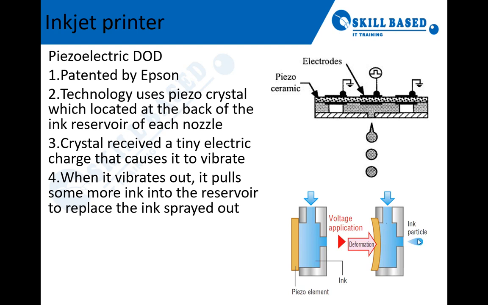As the ink is fired out, you print onto the paper. If I need it to print again, I apply the tiny charge again, it deforms again, and fires out again. So this is how we control the ink.